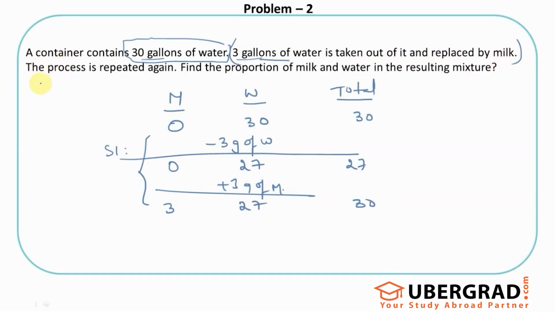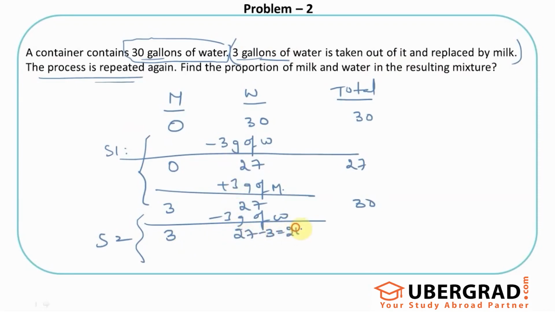Now this process is repeated again. That means I am doing the same thing again. That is the second time. I am removing 3 gallons of water. The milk will still be 3 itself. The water will be 27 minus 3, that's 24. The mixture will be 27. I am adding again 3 gallons of milk. So 3 plus 3 is 6. This will be 24 and the total will be 30. This is the current situation after I remove water and replace with milk 2 times.